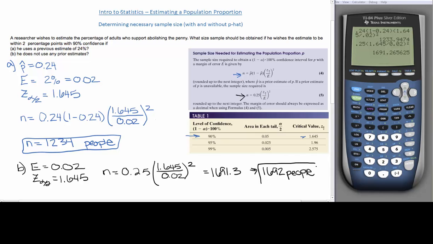The reason that we're always rounding up with sample size is because we want to be at least 90% confident for this example. So if we needed 1,691 and a third people to be at least 90% confident, if we were to drop that down to 1,691 people, we wouldn't quite be 90% confident. But bumping that number up to 1,692 means that we will be at least 90% confident.